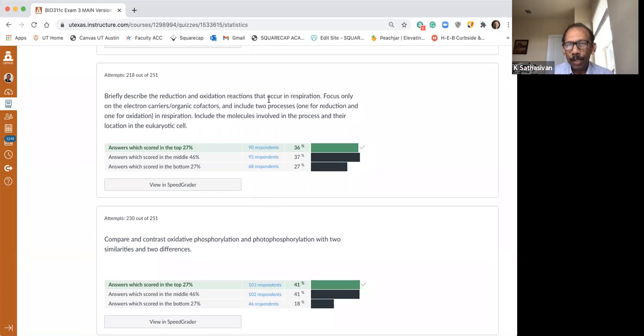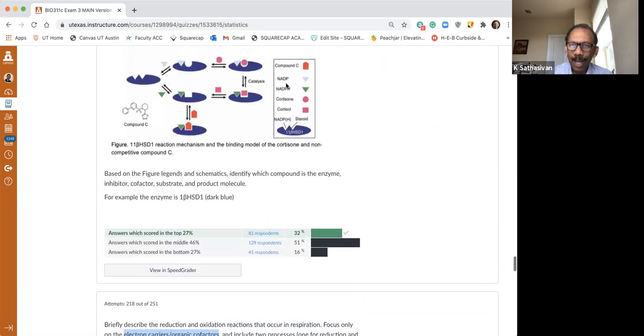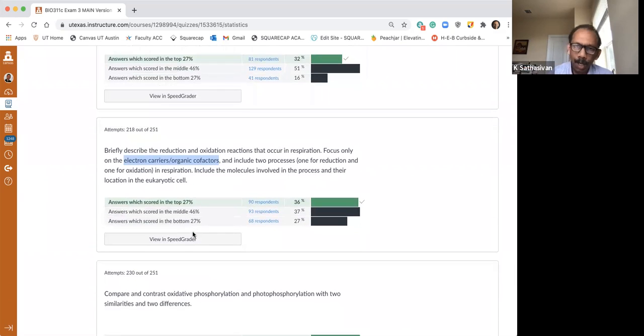So reduction oxidation, right, it happens in respiration. And I said focus on the electron carriers or organic cofactors. If you remember NADH or NADPH, in respiration it is NADH and FADH2. So NAD becoming NADH, FAD becoming FADH2 is that reduction process. And acetyl-CoA becoming CO2, losing hydrogen, is an oxidation process. Glucose becoming pyruvate is an oxidation process. So there are multiple examples.